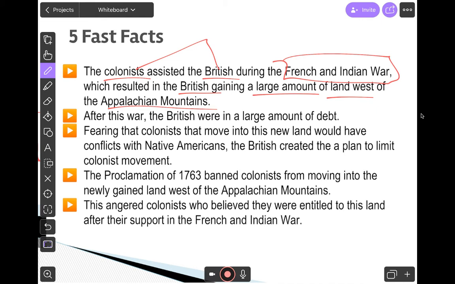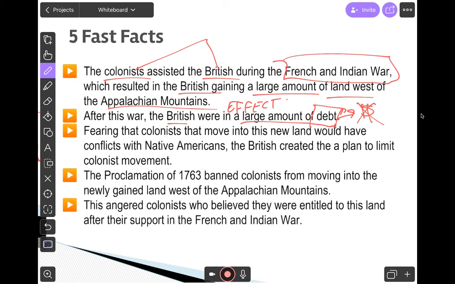One problem emerges though. After the war, an effect of the war is that the British are in a large amount of debt. And debt is when you do not have money, you owe money. Even though the amount of land gained is a very positive thing for the British, a very negative effect from the war is a lot of debt. Wars cost a lot of money.